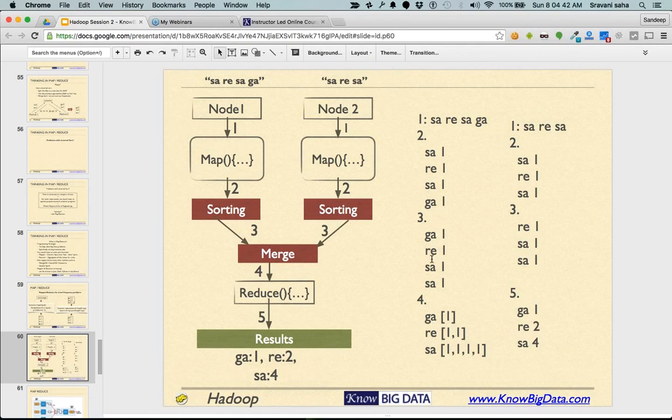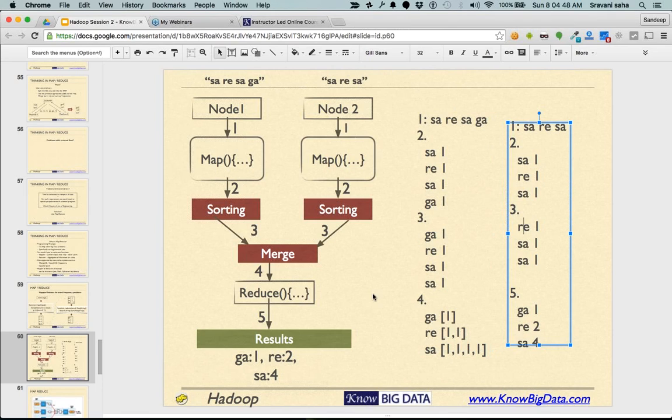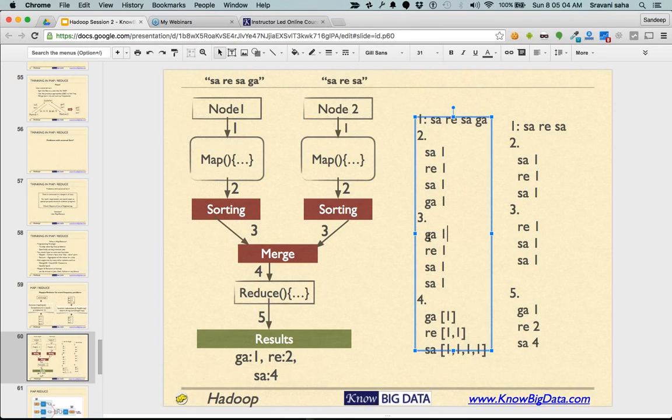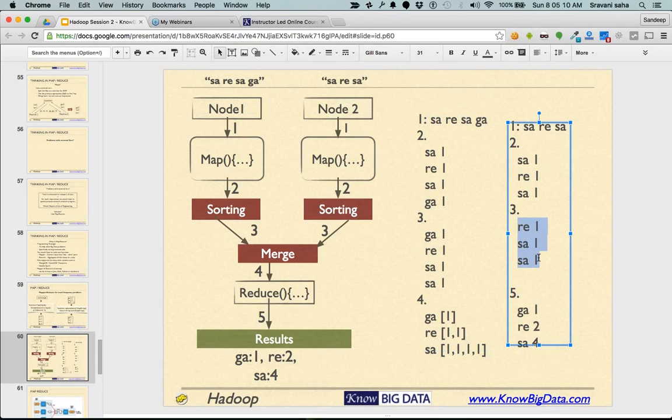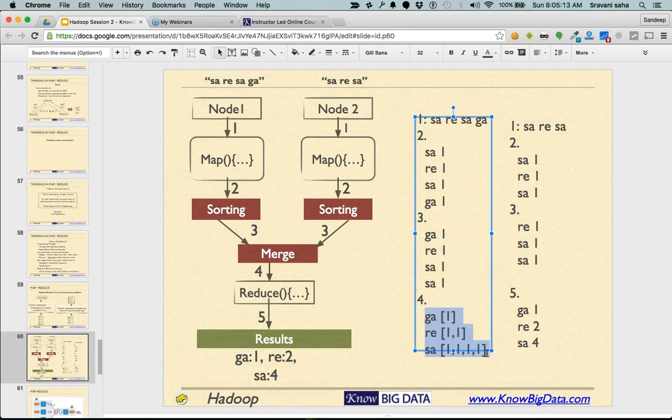Now, since a key on the left hand side could also be there on the right hand side, the results from both sides need to be merged, because all the values for a key need to be brought together. So this and this are merged together to give us this. So Ga has become one, Re has become this, and Sa has become this.